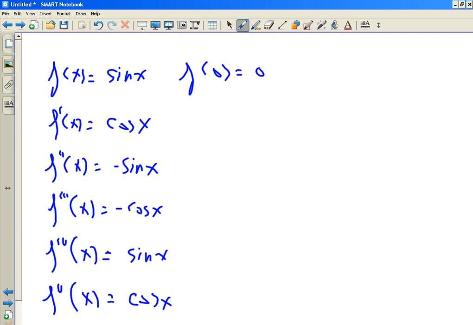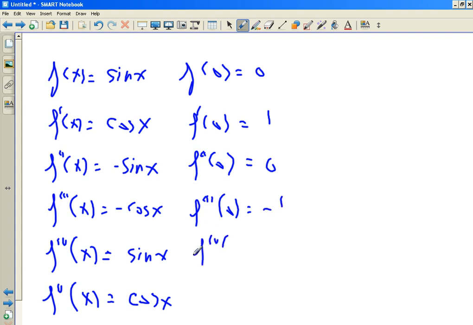And what's f prime of 0? What's the cosine of 0? 1. And what's f double prime at 0? What's the negative sine of 0? 0. What's f triple prime at 0, or negative cosine of 0? Negative 1. What's quadruple prime at 0? 0. And what's quintuple prime at 0? Damn it. And it's back to 1.